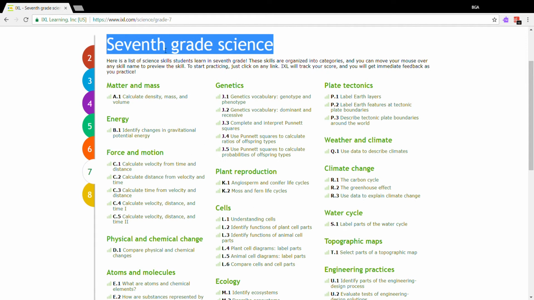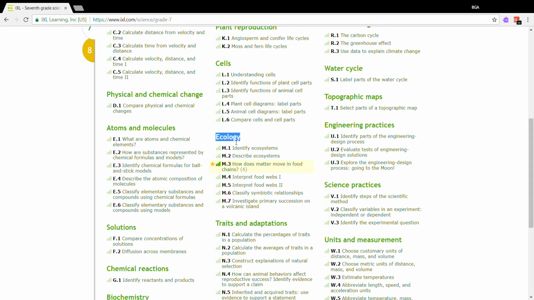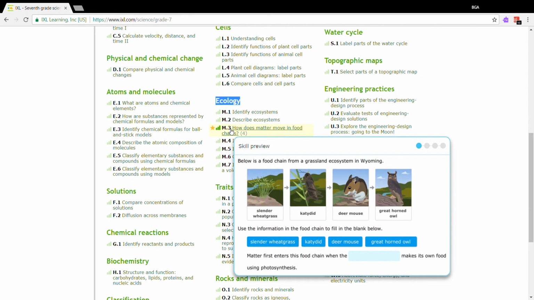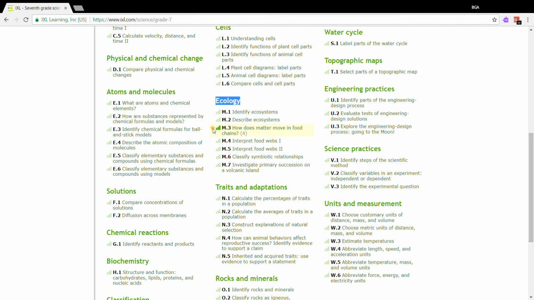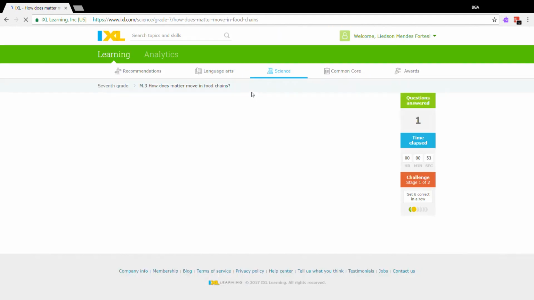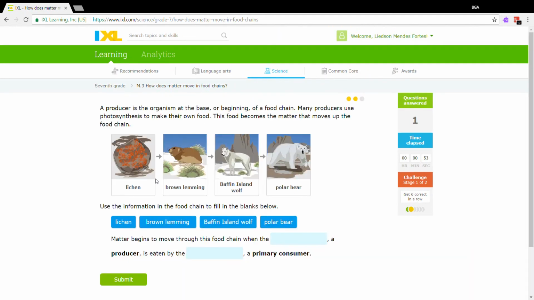And once we are in the 7th grade tab, we are going to look for the ecology section. Here's the ecology section, and today's assignment is M.3, how does matter move in food chains? Okay, and you can see it's starred there to help you find it easily. So you're going to click on that to get started. It will bring you to this page. Now this one has a challenge of getting 6 in a row, and so that is your homework for today.